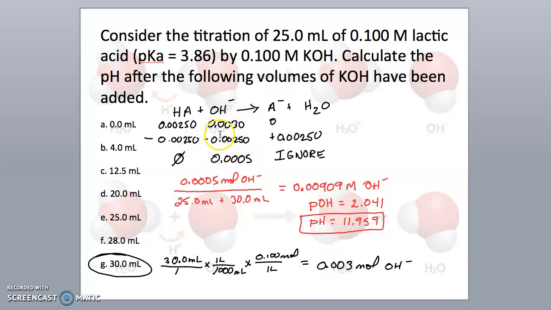Now take a look at this. Now I've got excess hydroxide, excess strong base. So even though I've got some conjugate base over here, this will not contribute to the pH. So if you have excess strong, you're going to go right to the strong and calculate your pH. How do I do that? I'm going to take this number of moles that remains, divide by my total volume. So I had 25 from the weak acid, 30 from the base, and I convert that to liters, get my molarity, negative log, gives me the pOH, subtract from 14, and I've got my pH.